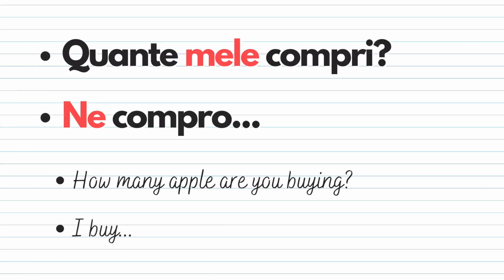But if I get asked, quante ne compri? Or I wanna answer the question, compri le mele, with a quantity or a number, then in that case, in the answer, I will have to use ne. For example, ne compro 2, ne compro 3, ne compro 1 chilo, ne compro tante. So that is pretty much the main difference between a direct object pronoun and ne. Ne replaces a quantity. A direct object pronoun replaces just a noun.